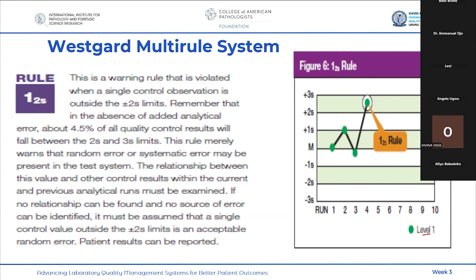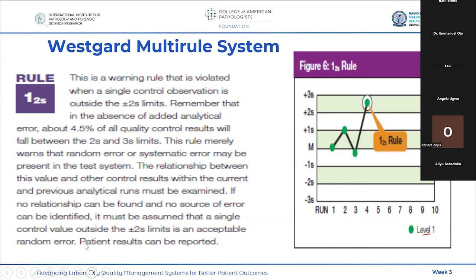And what that means is that it's violated when a single control, just one observation, is outside the plus or minus 2SD limit. Let me also mention at this point that the violation could be on this side. It could also be on this side of the mean. Once it is outside plus or minus 2SD limit, that rule has been violated.